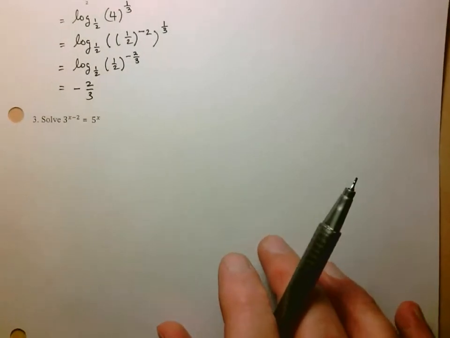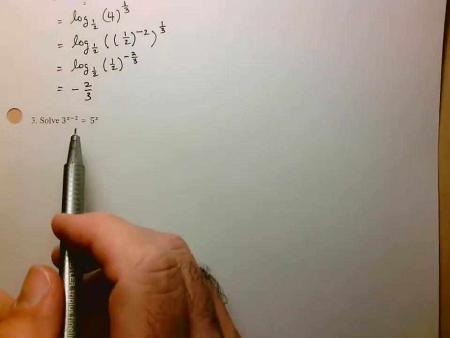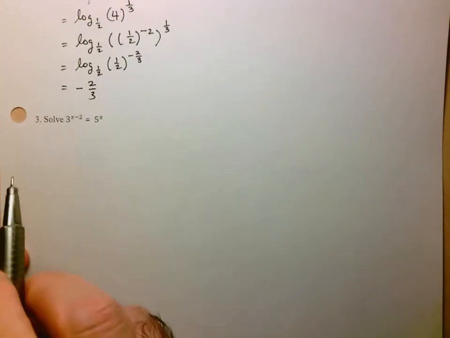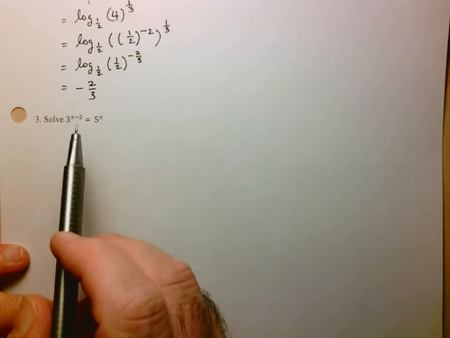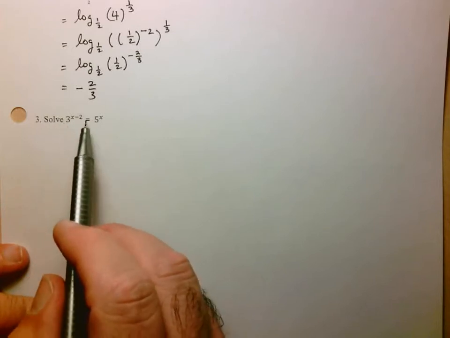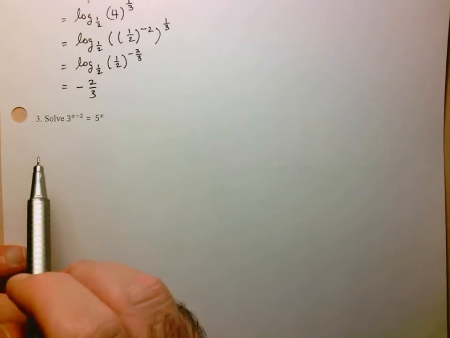Here we have an exponential equation because we've got variables in the exponents, and this is sort of our outlier, because it's not easy to write this as a single power equal to some number.